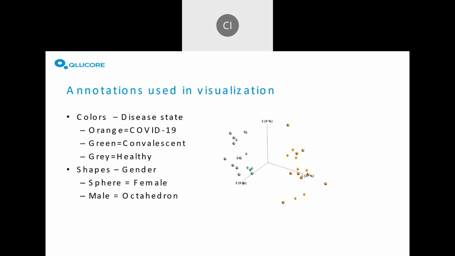Here we have the data set. We can see here that we have some parts that are orange. That's the COVID-19 patients here. And we have one convalescent, green here, and the other ones are healthy. And we can see here that we're also using the gender annotations with symbols to indicate which ones are females and which ones are males in this data set.